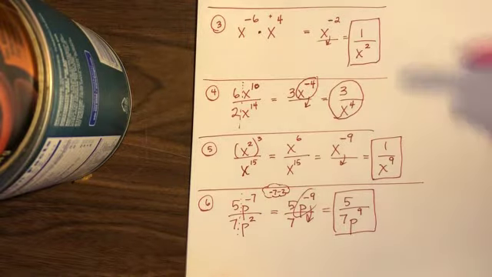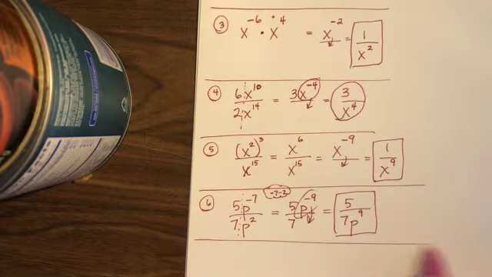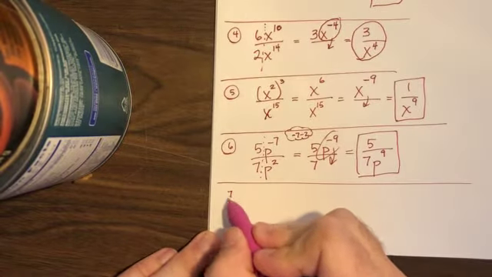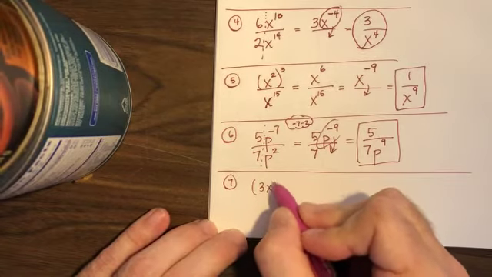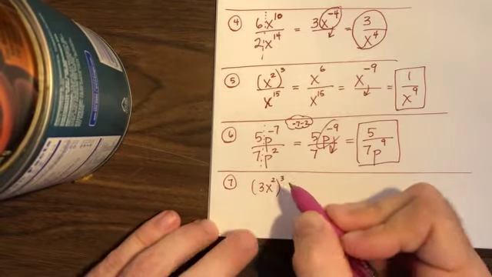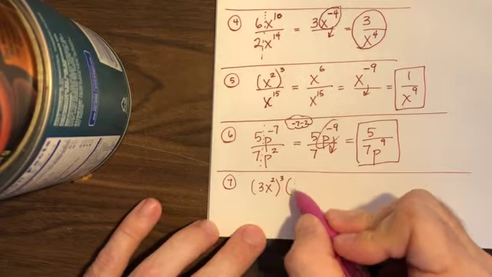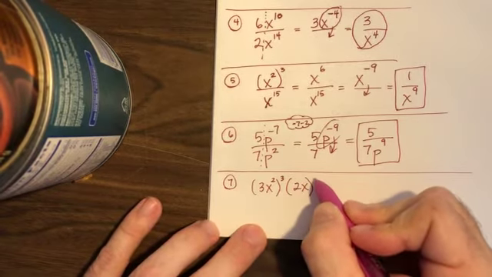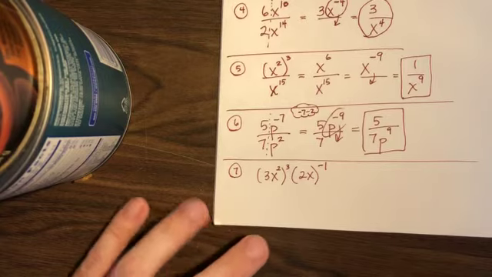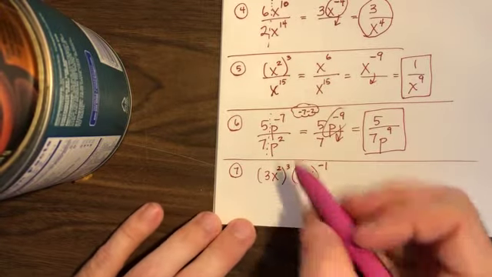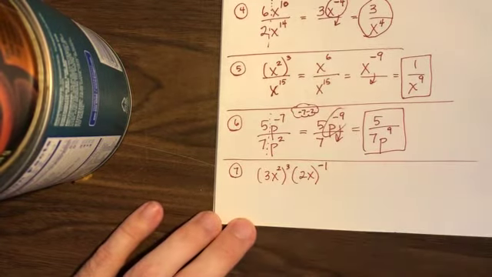Okay. One more on the sheet. Number 7. I saw number 7 and I was like, maybe if we were in class and I could come around and help you, I would put this on a quiz or a test. But since it's not happening, I didn't put this on the quiz. So you don't have to worry about this one so much. But what I want to show you anyway.